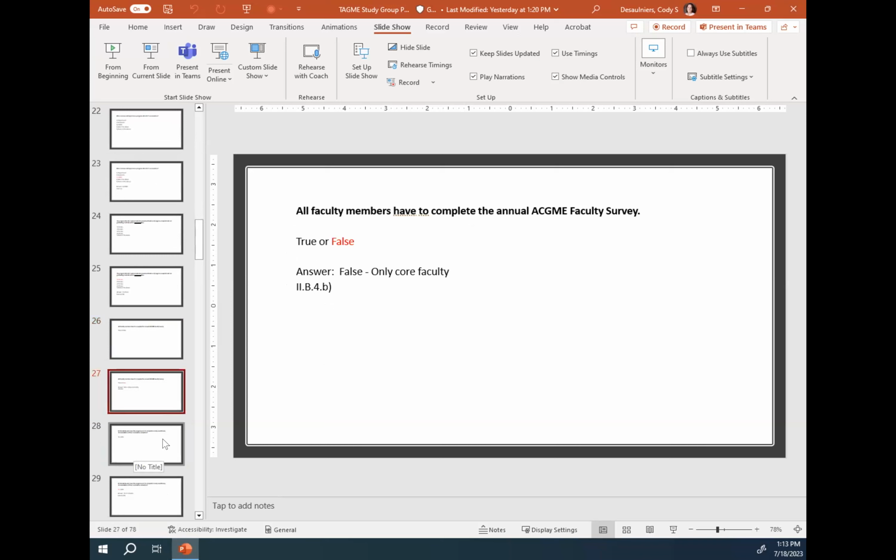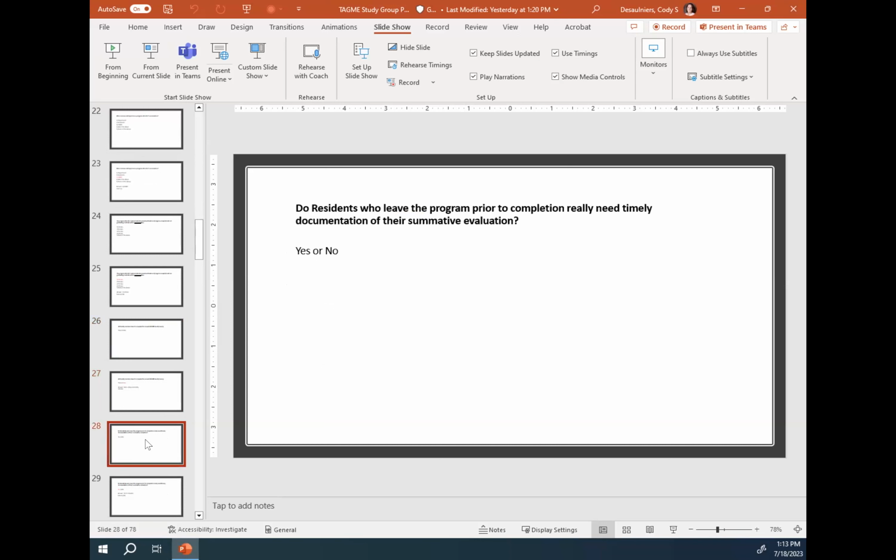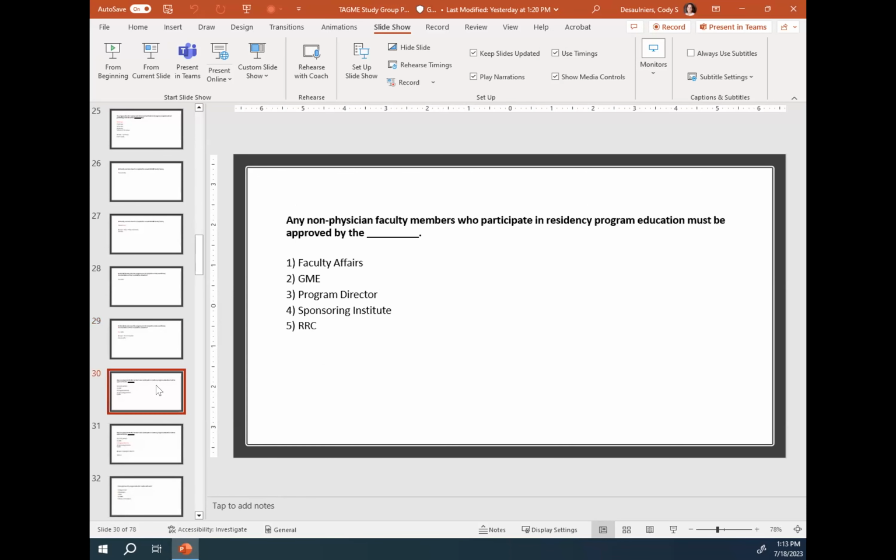I thought this one is a good reminder of core and non-core faculty for sure. Okay, do residents who leave the program prior to completion really need timely documentation of their summative evaluation? Yes or no? Yes, it's required. All right. Any non-physician faculty members who participate in residency program education must be approved by the Faculty Affairs, GME, Program Director, Sponsoring Institution, or RRC. Program director. That is correct.